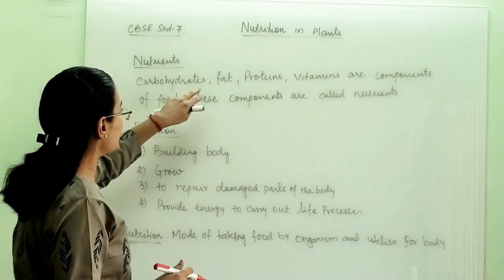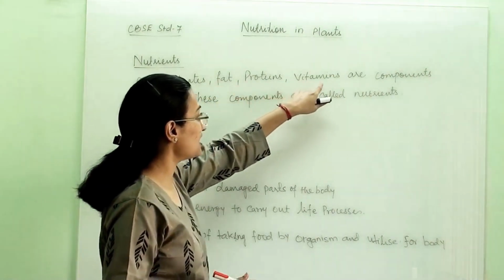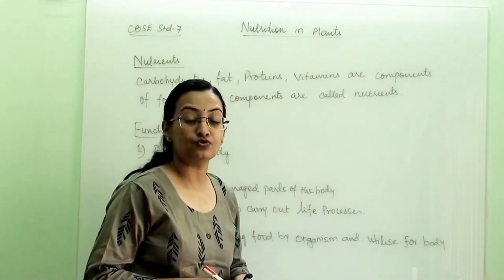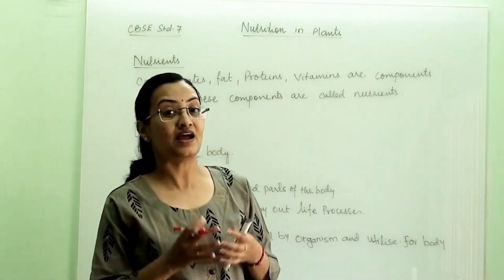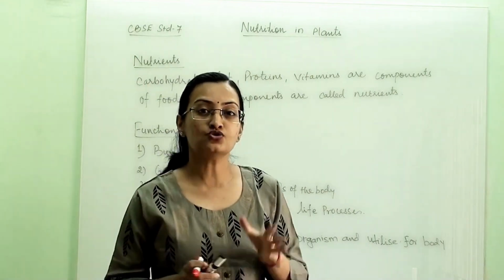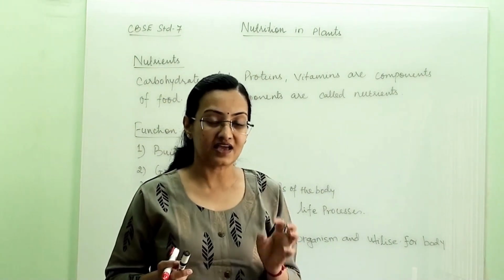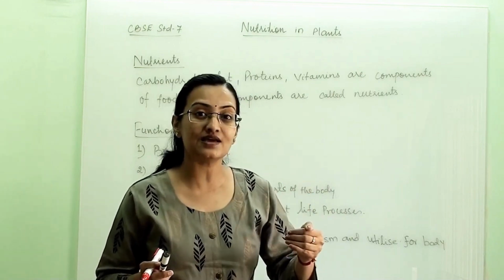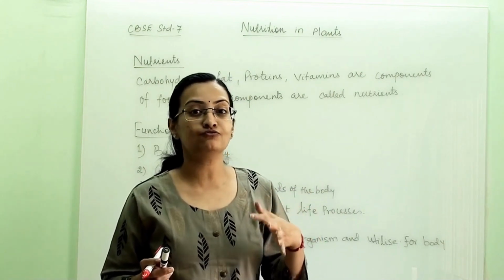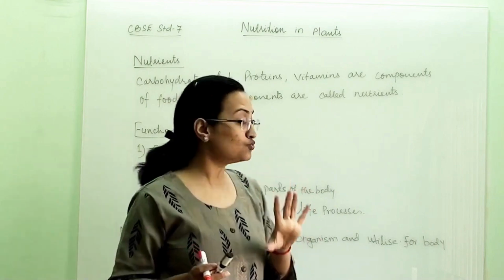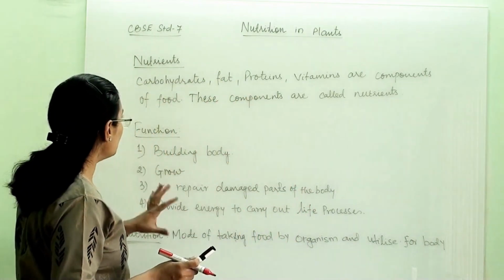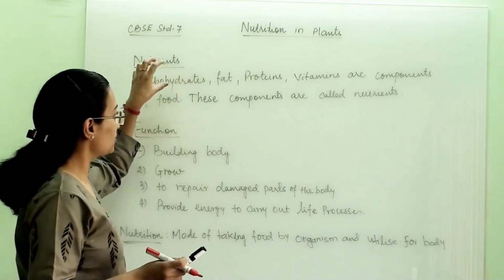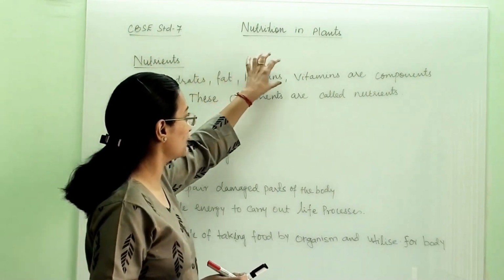Carbohydrates, fat, protein, and vitamins are the components of food. When we are describing any food, nowadays we are talking about healthy food and junk food. Healthy foods must have all these components in them so that we can utilize them for our body growth and for our life processes. So nutrients are these components: carbohydrate, fat, protein, vitamin.